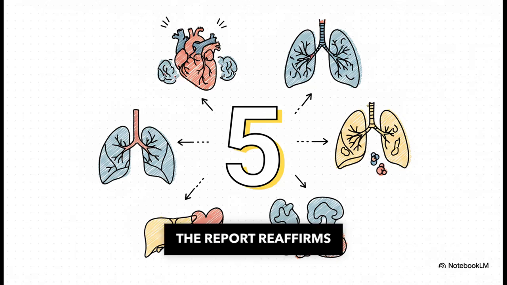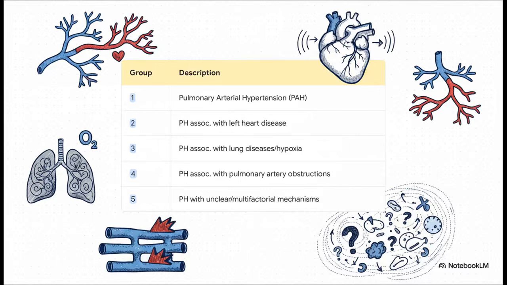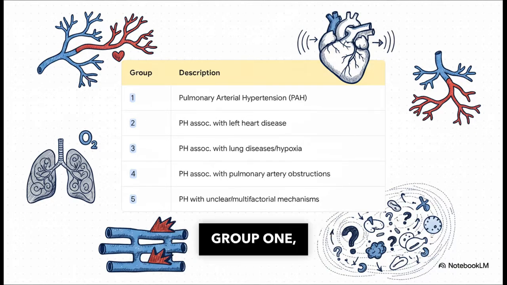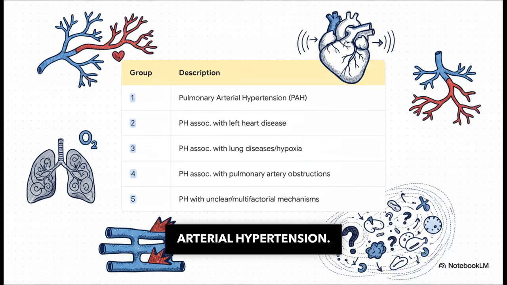The report reaffirms that established framework of 5 major clinical groups to categorize all the diverse conditions we see associated with PH. So, this table gives you that high-level architecture. Group 1, of course, is pulmonary arterial hypertension.